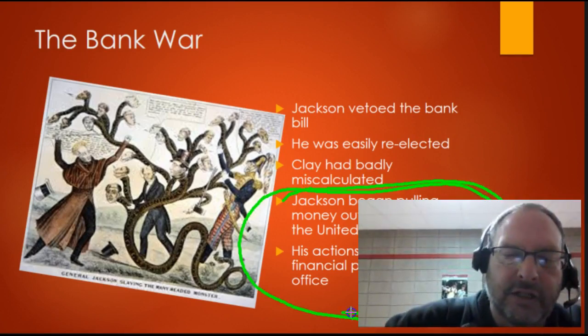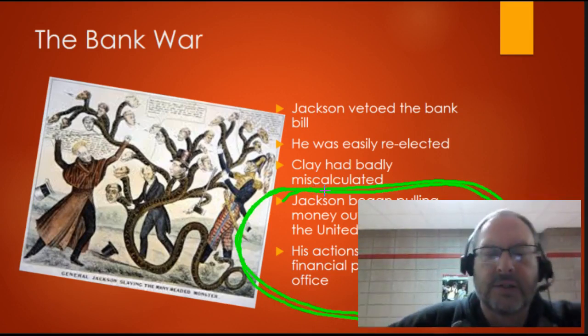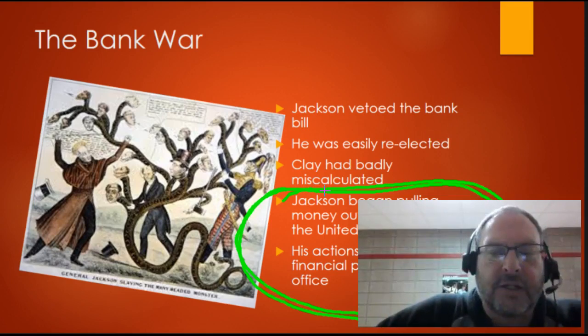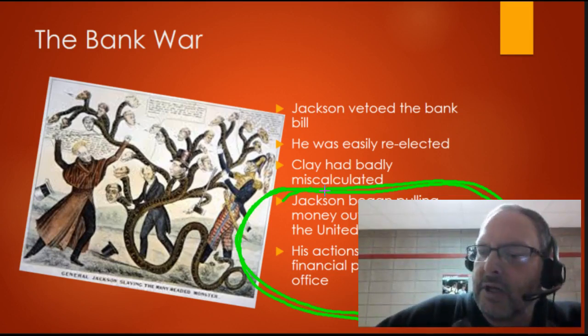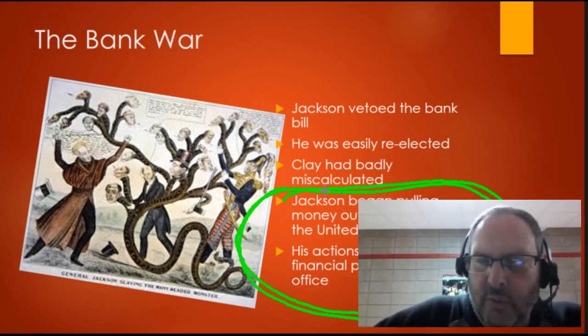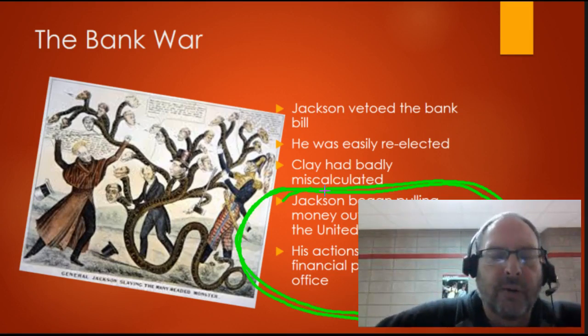Now, the really terrible thing that happens then during Jackson's second term, from 1832 to when he leaves office in 1837, is he decided that he's going to destroy this Bank of the United States. Nicholas Biddle was against me. He tried to take the presidency away from me. This Bank of the United States was against me. I'm going to take away its power. It's got too much power.